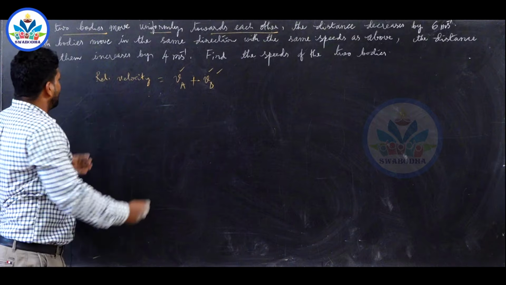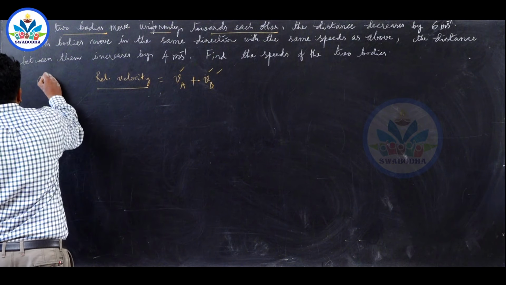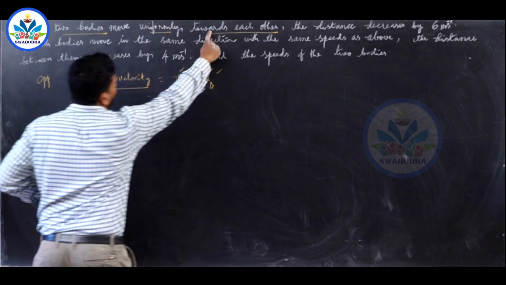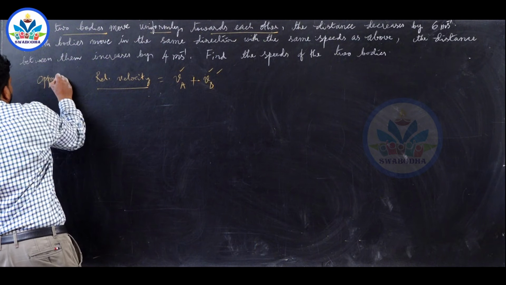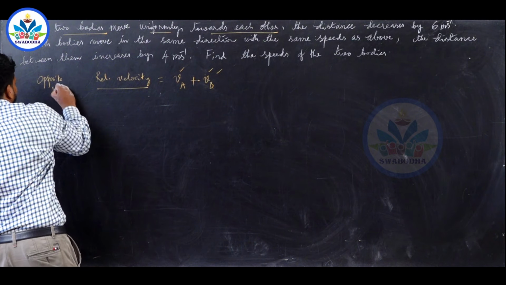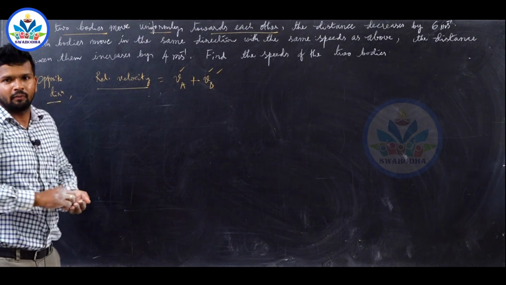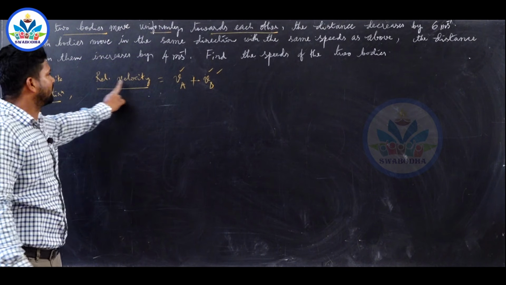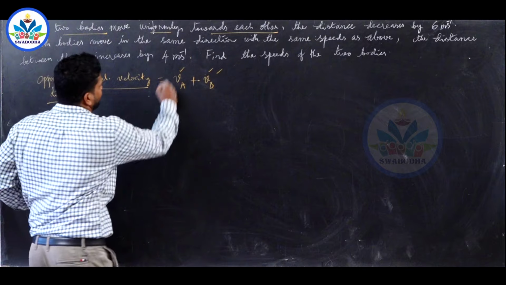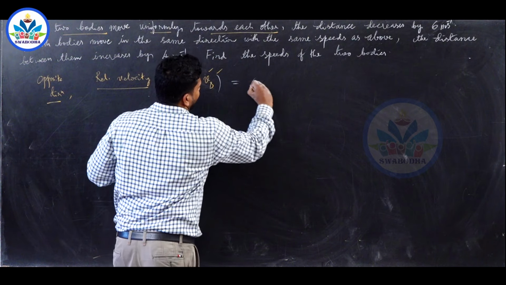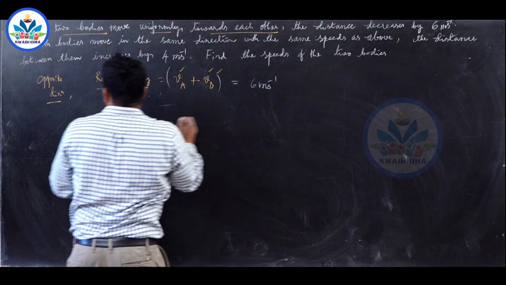You all know when they are moving in the opposite direction, that is towards each other, relative velocity will be VA plus VB. That is given as how much? 6 meter per second. This is the first case.